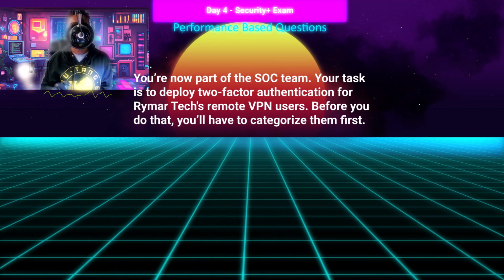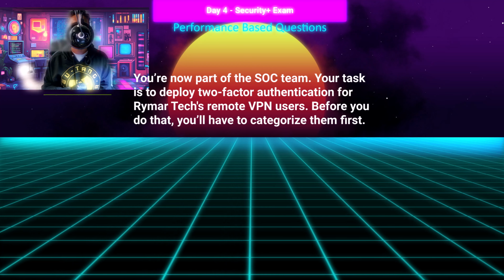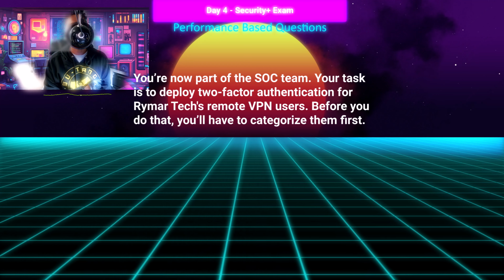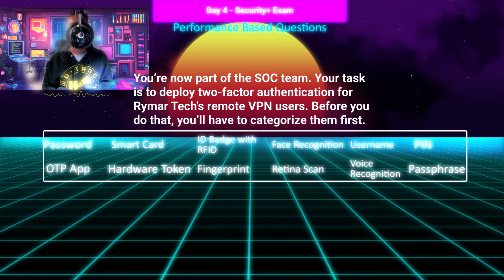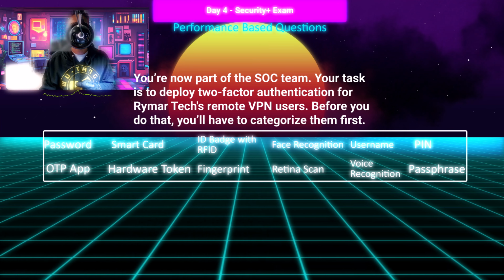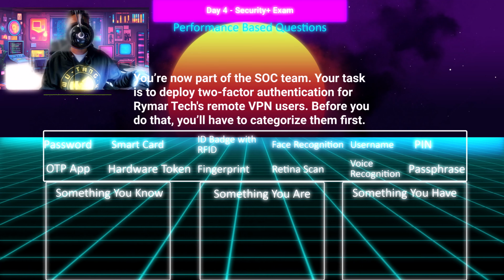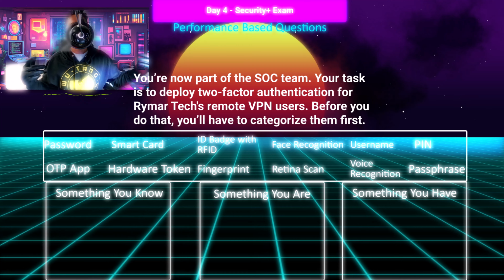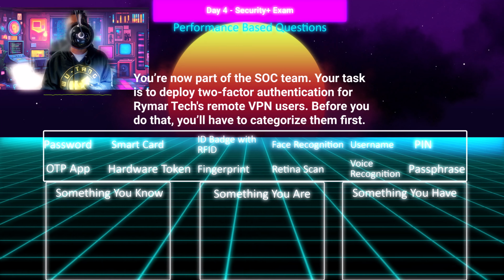Your task is to deploy two-factor authentication for RyMartech's remote VPN users. Before you do that, you'll have to categorize them first. Below, you'll see a list of authentication options in the middle column, and below are 3 boxes for each of the authentication factors. You already know what we're going to do. Drag and drop the authentication options into the appropriate authentication factor types, okay?